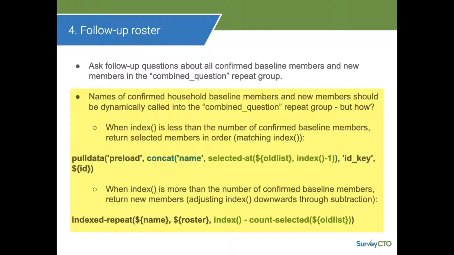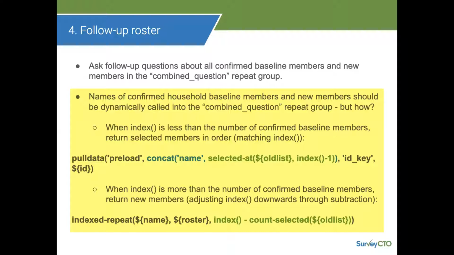Similarly, in the second instance of this repeat group, it will have an index value of 0, again, because we're subtracting the value returned by count selected here from index. And there also is no index value of 0. Index starts at 1. So that also makes no sense.